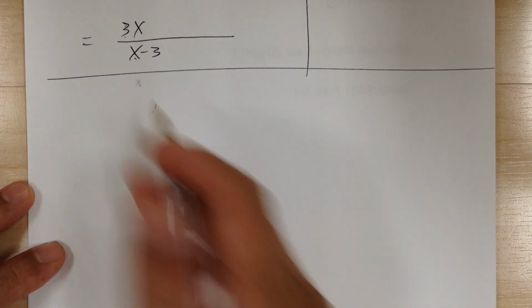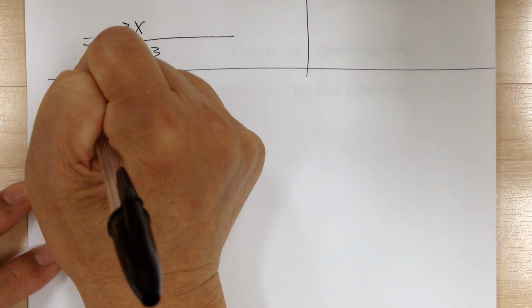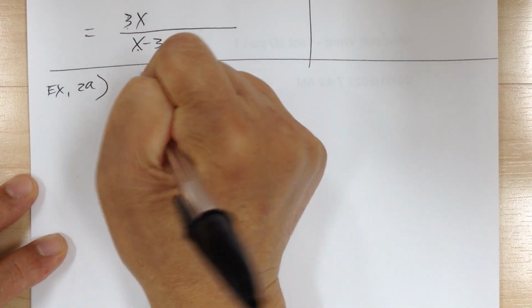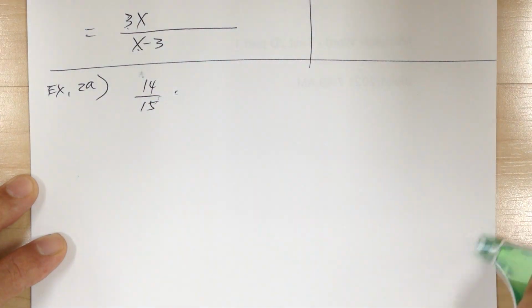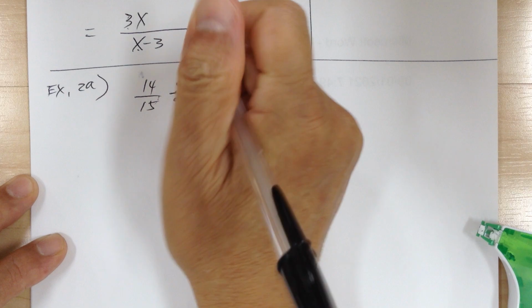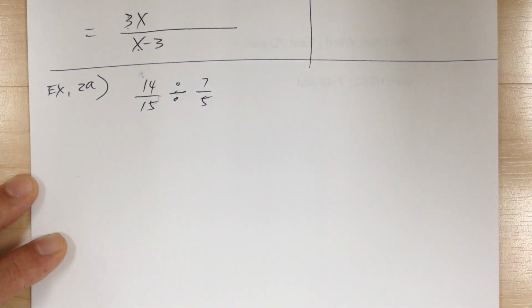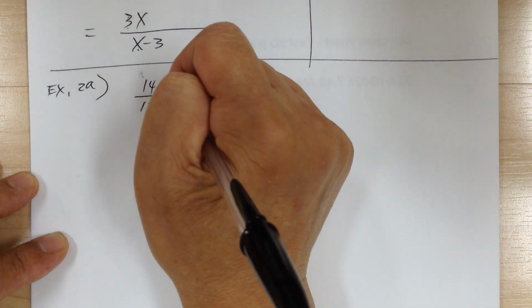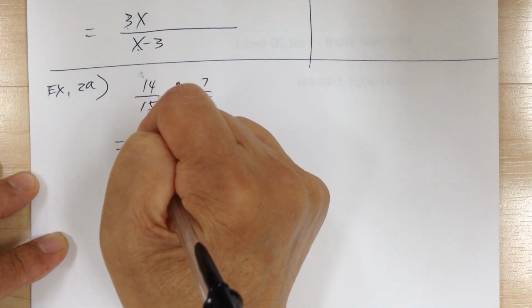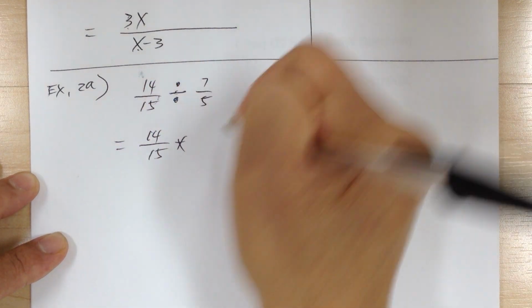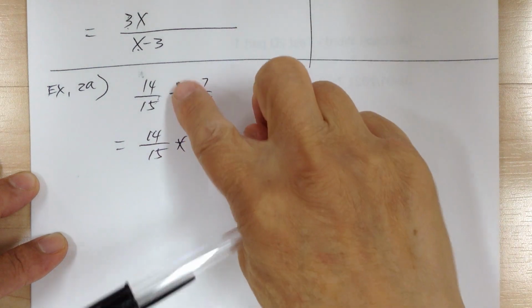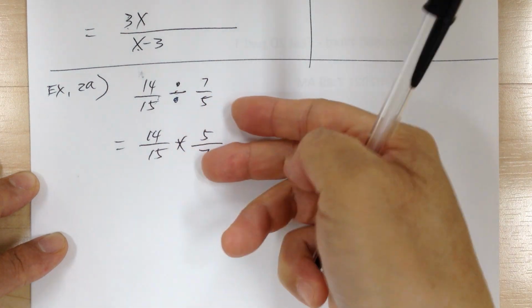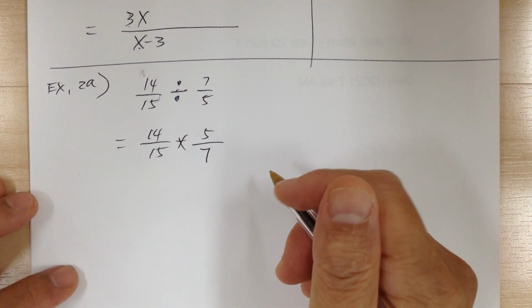Okay, let's go to example 2, 2a. Okay, you got 14 over 15 divided by, oh, this is divide, divided by 7 over 5. So first thing you need to do is whenever you have division, you need to convert into multiplication by taking the reciprocal. Because division is the reciprocal of multiplication. Okay, so change the division to multiplication by flipping the fraction. Then after that you can go and cancel.